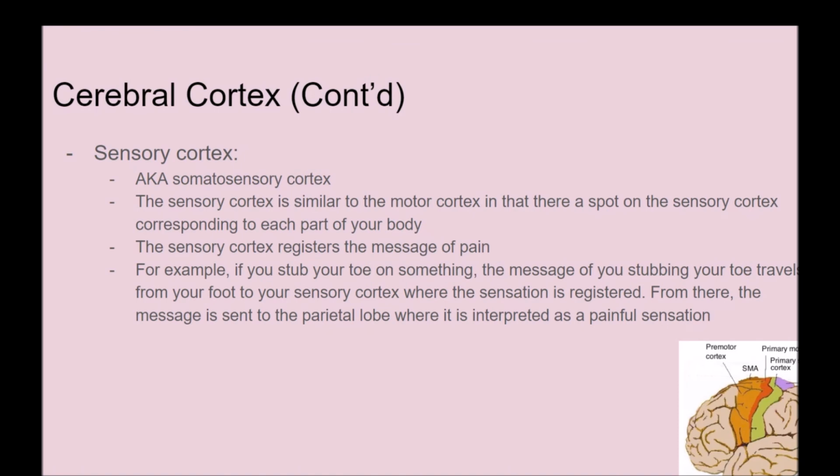We go to the somatosensory cortex, which is also called the sensory cortex. This cortex is similar to the motor cortex in that there's a spot on the sensory cortex corresponding to each part of your body, and this sensory cortex registers the message of pain. For example, if you stub your toe on something, the message of you stubbing your toe travels from your foot to your sensory cortex where the sensation is registered. From there, the message is sent to the parietal lobe where it is interpreted as a painful sensation.